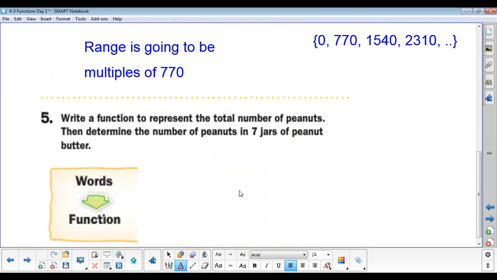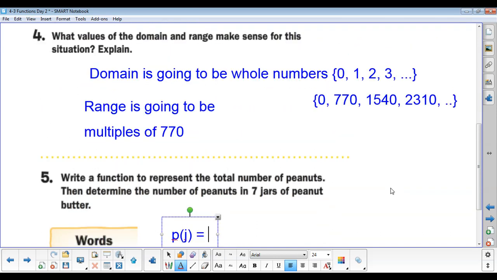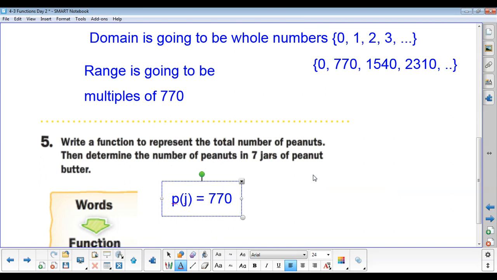The last thing it asks us to do is write a function to represent the total number of peanuts, then determine the number of peanuts in 7 jars of peanut butter. Okay, well, we know that P of J is a function of J. Well, we just talked about this. How do we go from our domain to our range? We're multiplying each of our domain values by 770. So it's going to be 770 times however many jars of peanut butter we have.